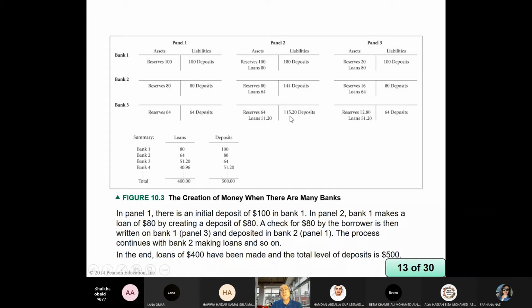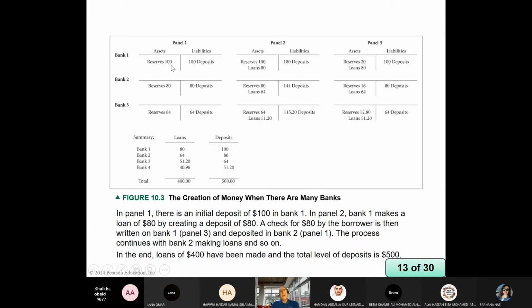Hawa deposits 51 in the bank. So total deposits 61 plus 51 become 115. And then Hawa withdrew the money and she deposited in the bank number 4. She deposited 51.2. The bank gave 80% of this amount to somebody else, such as Alia Hassan.